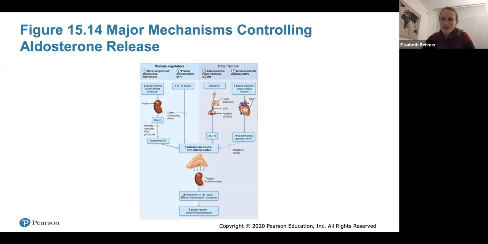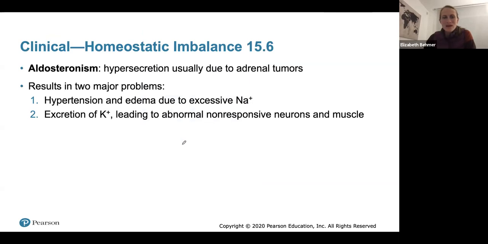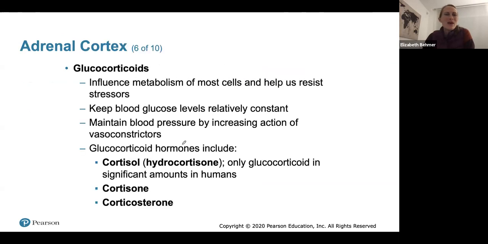So here are some major mechanisms controlling aldosterone release. You don't need to know all the major mechanisms, but you should know that aldosterone is released from the adrenal cortex to retain sodium to increase blood pressure. Aldosteronism is hypersecretion, usually due to a tumor in the adrenal gland. So it will result in hypertension, and swelling or edema, because it's retaining too much sodium. That one you don't need to know.